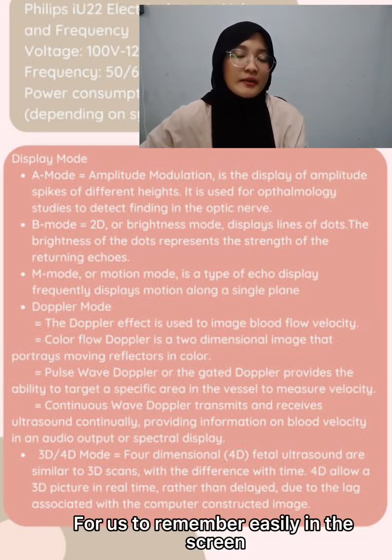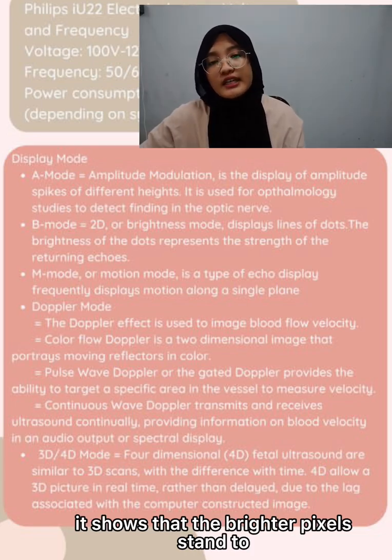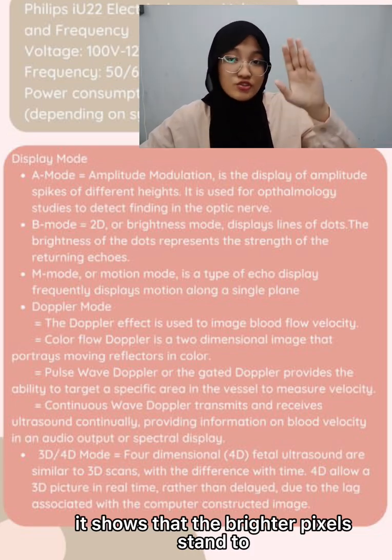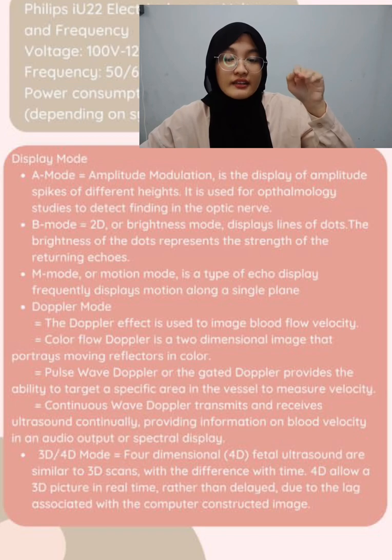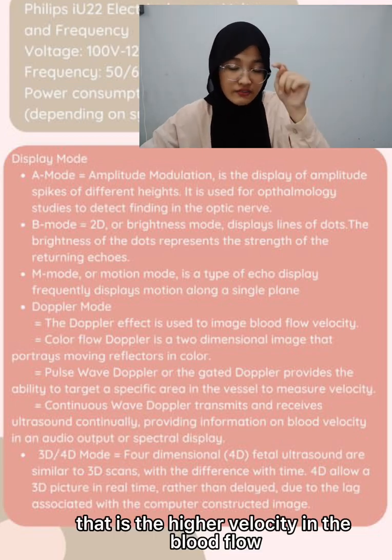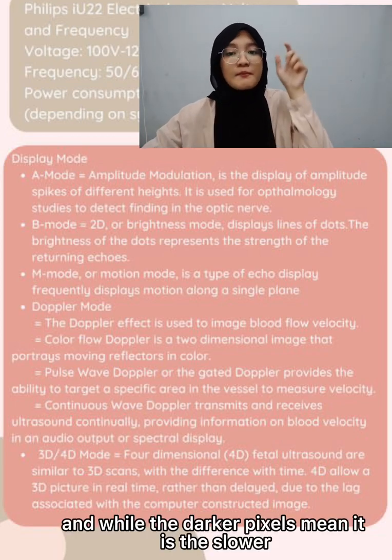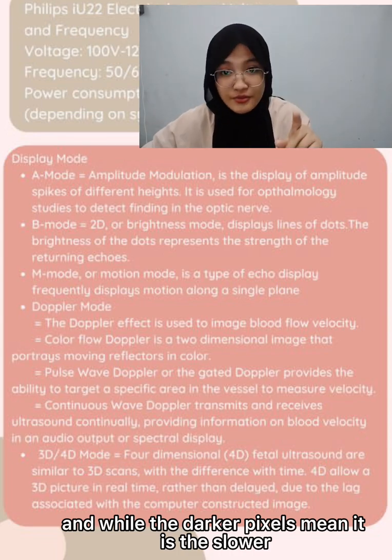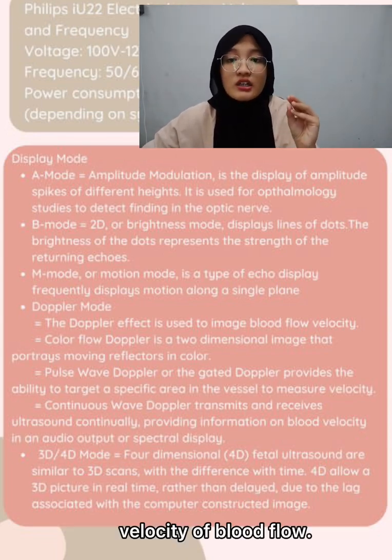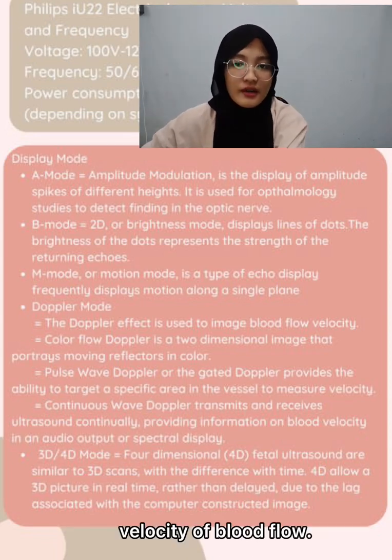For us to remember easily, on the screen the brighter pixels tend to mean higher velocity in the blood flow, while the darker pixels mean slower velocity of blood flow.